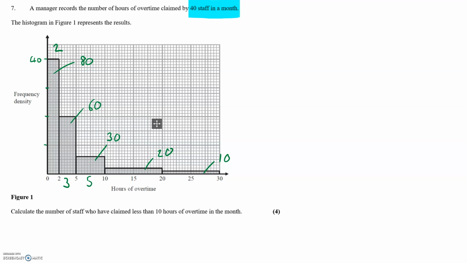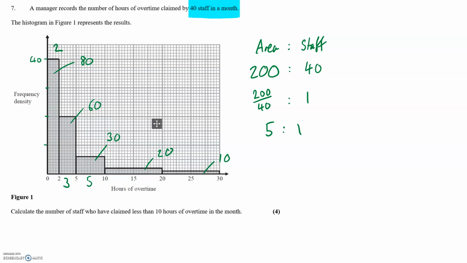The total area then here, therefore, is 80 and 20, 60, 30, and 10 is 200 units of area. 200 units of area is the equivalent of 40 members of staff. Therefore, each member of staff is represented by 200 over 40 units of area, which is 5 units of area.